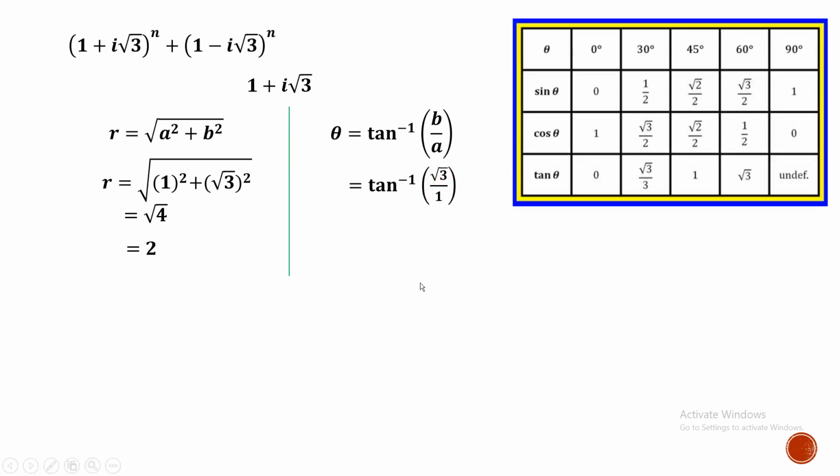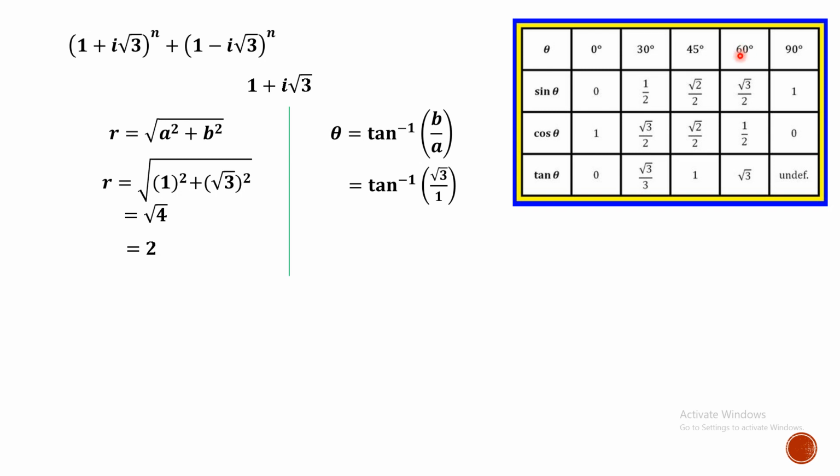So after considering this as positive, we go to this table. Now it is given tan inverse of root 3. Root 3 by 1 is root 3. Now let's see tan and for root 3. So the answer is 60 degree. That's good. So this angle should be considered in our mind.